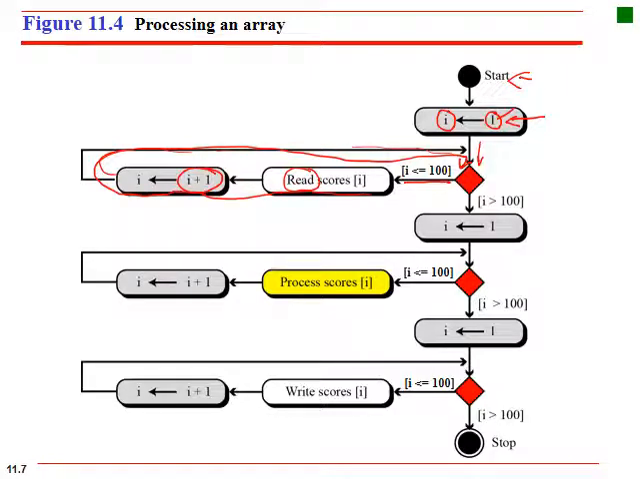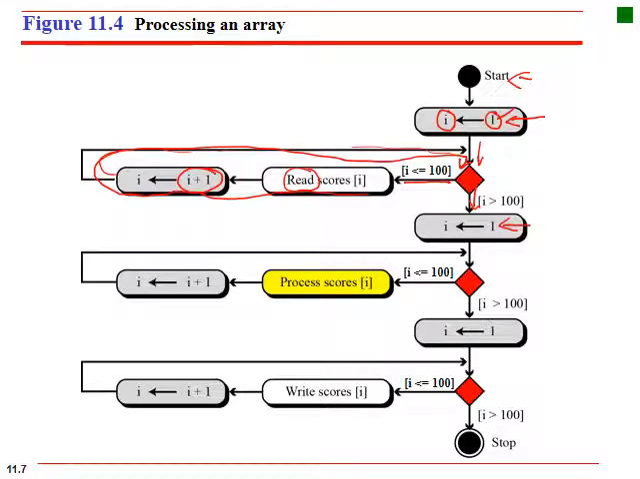And basically, we will continue in this loop until we find that actually I is now greater than 100, which means we should stop the loop and continue to the next part of the program, which basically then reinitializes I to 1.